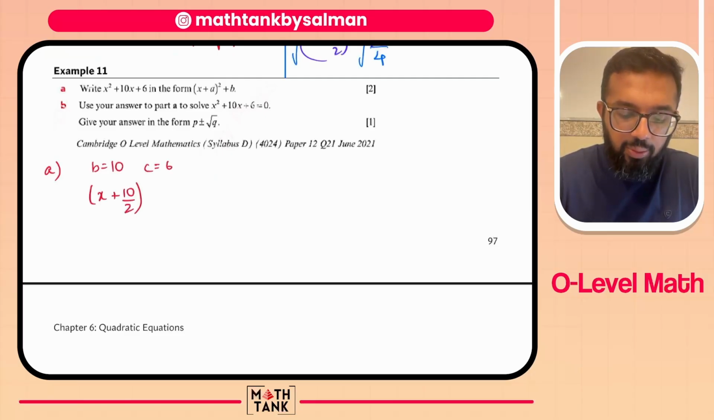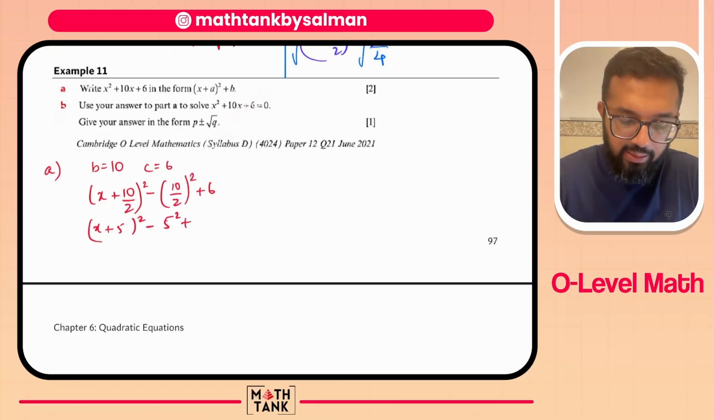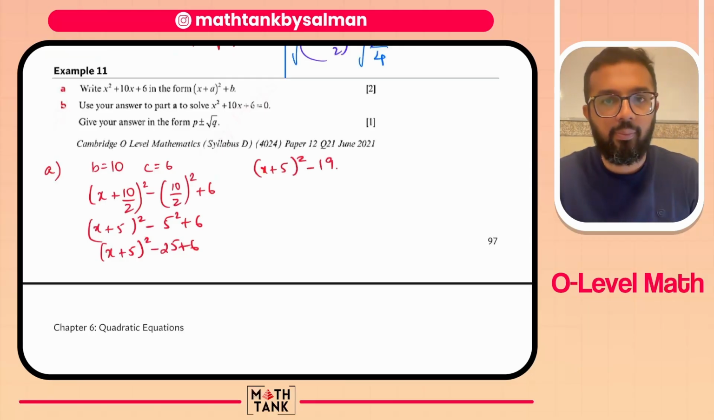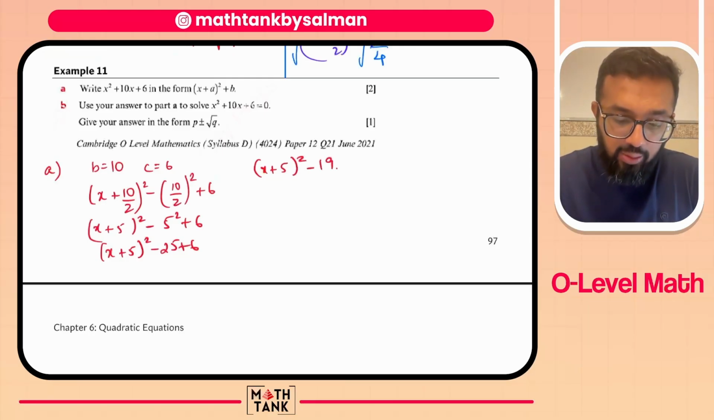It's (x plus b over 2) whole squared minus (b over 2) squared plus 6. So (x plus 5) whole squared minus 5 squared plus 6. (x plus 5) whole squared minus 25 plus 6. So (x plus 5) whole squared minus 19. That is the answer for part 1.